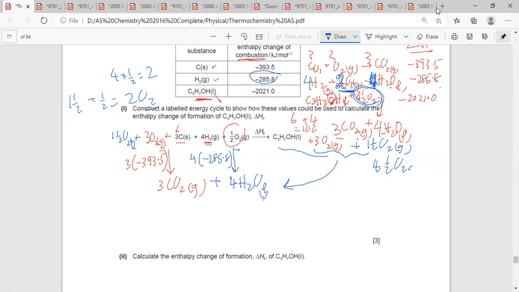Same as it. 3 moles of CO2, 3 moles of CO2. 4 moles of water, 4 moles of water. Fantastic. So what's the heat change here? Remember this one here. For 1 mole, it's how much? Minus 2021.0. So by Hess's law, now this is the whole cycle, no?